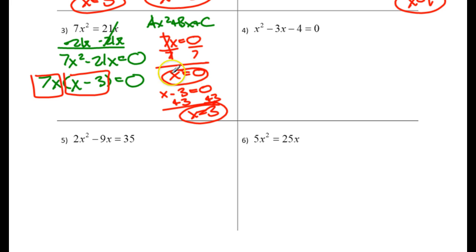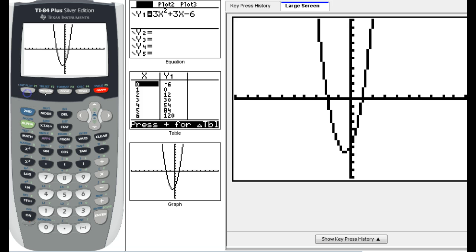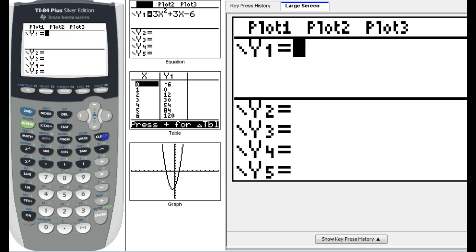So, I know this was kind of weird. Let's just show that this is correct. It's at 0 and 3, okay? I'm going to go back and type this in my calculator, but I'm going to type it in equaling 0. I can't type this because it's got x on both sides, so I'm going to type it in where the y is the 0. Let's go back to our y equals screen.